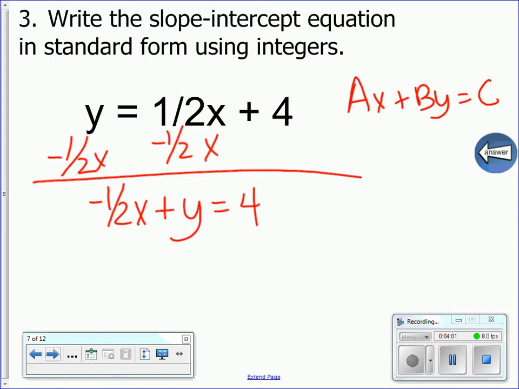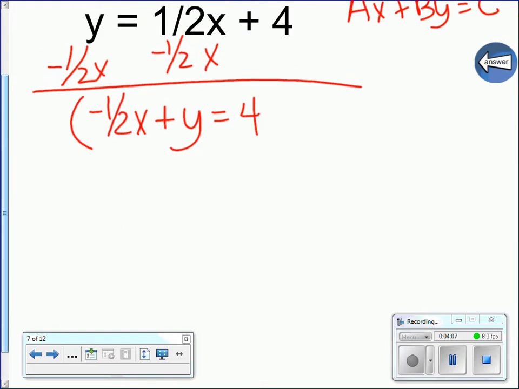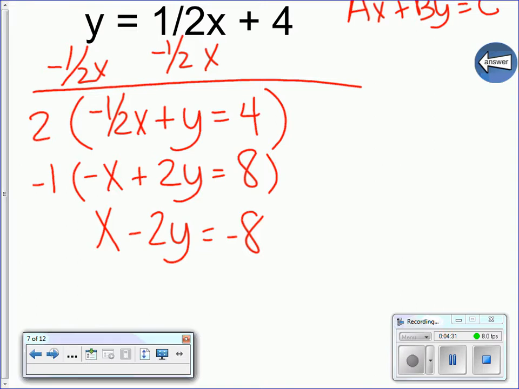Then remember, I can't have fractions, so I'm going to multiply everything by my common denominator, so that would be everything times 2, and that would get me -x plus 2y equals 8. But remember, I cannot have a negative number for my a, so I'm going to have to multiply that by -1. x minus 2y equals -8, and that's standard form.